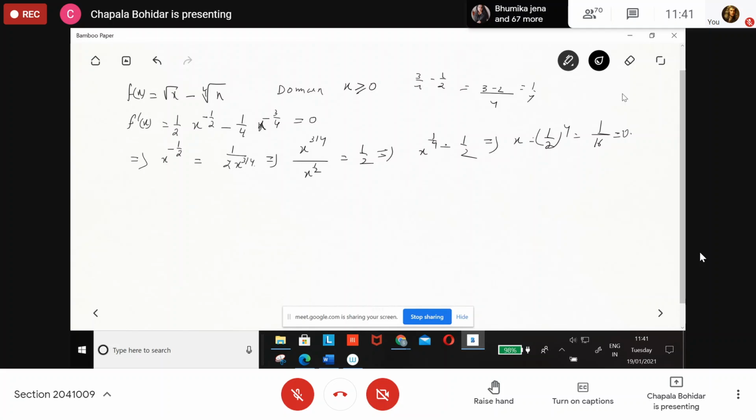We also consider x is equal to 0. Why do you consider x is equal to 0? These are critical points, no? Yes, critical points, only critical points I'm getting here. Where do you get x is equal to 0, tell me first. For x is equal to 0, f dash x does not exist. So this is also a critical point.